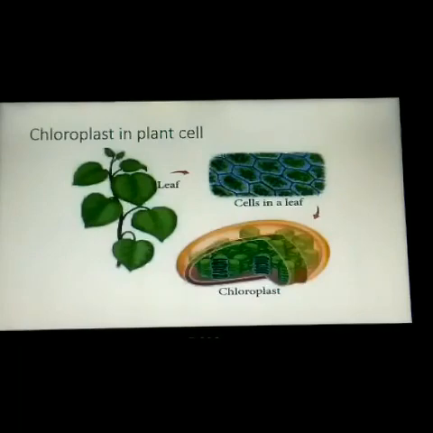So chloroplast is the component which will be seen in plant cell, and with the help of sunlight it does convert sunlight energy into food, that is starch. So it is the main component which will be seen in the plant cell.